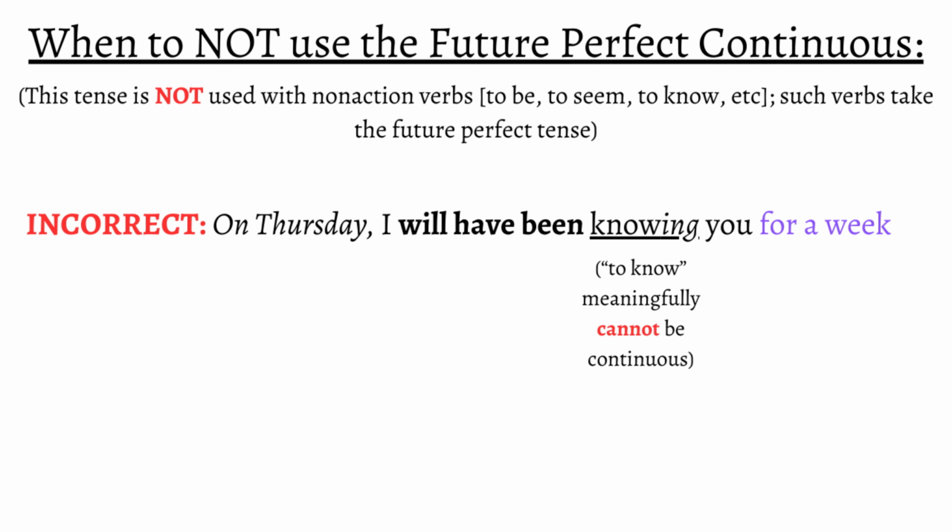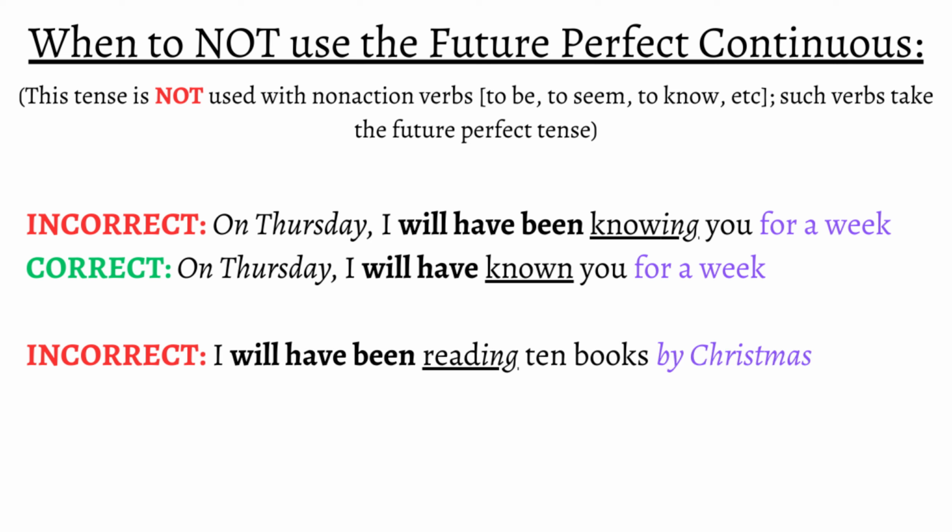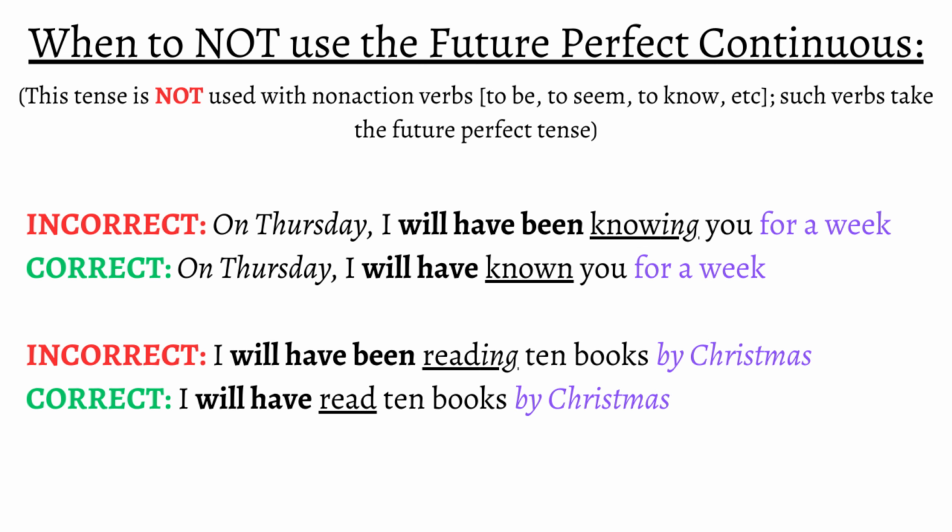It's better to say, on Thursday, I will have known you for a week. Another example is, I will have been reading 10 books by Christmas. This phrase is also wrong because the main verb doesn't fit, so it's better to use the future perfect. I will have read 10 books by Christmas.